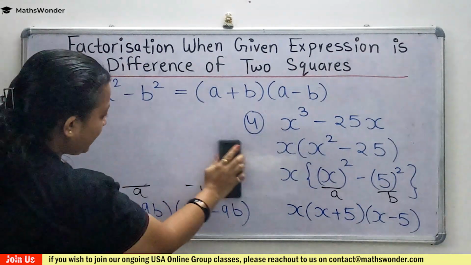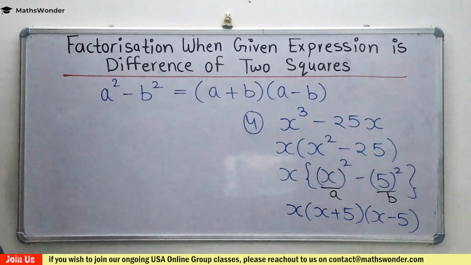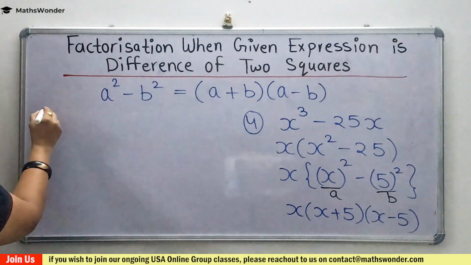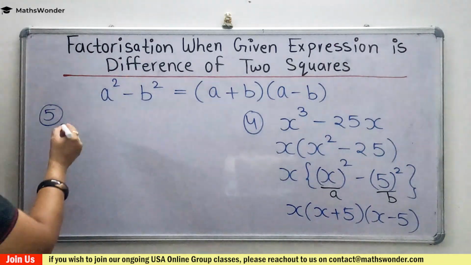You will do all types of questions, okay? Once you do all types of questions, then you will be perfect. You will understand how types of questions arise. Okay, now the next one. We have done 4, now the fifth number. The fifth number is 3x cube.